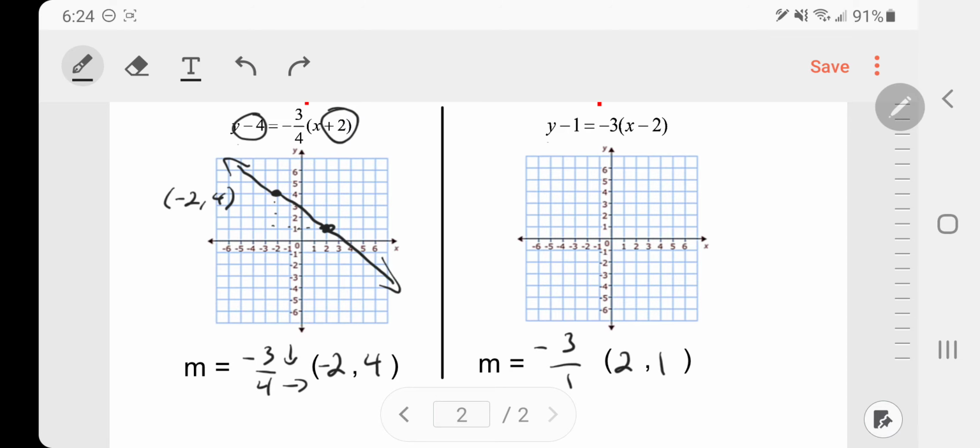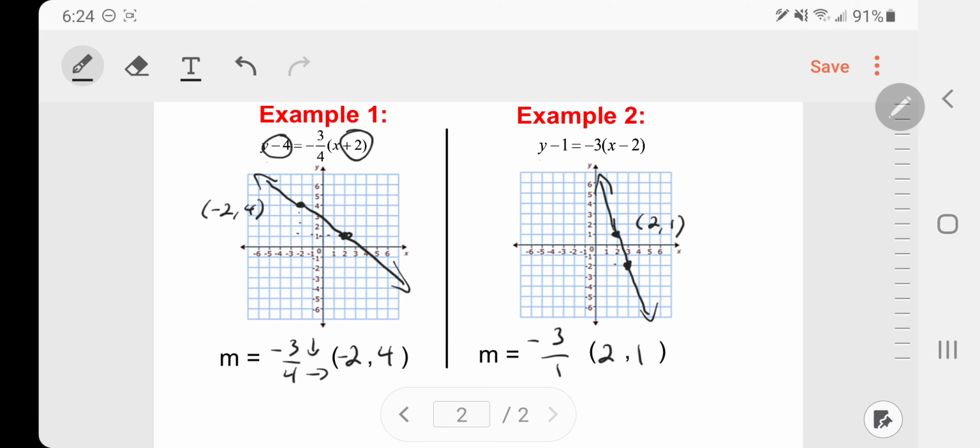All right, so we're going to graph our first point, which is 2 comma 1. So I go to the point 2 comma 1 right there. And then the slope is negative 3 over 1, which means I'm going down 1, 2, 3, and to the right 1. Connect my points, continue in both directions, put an arrow, and that's all there is to it.